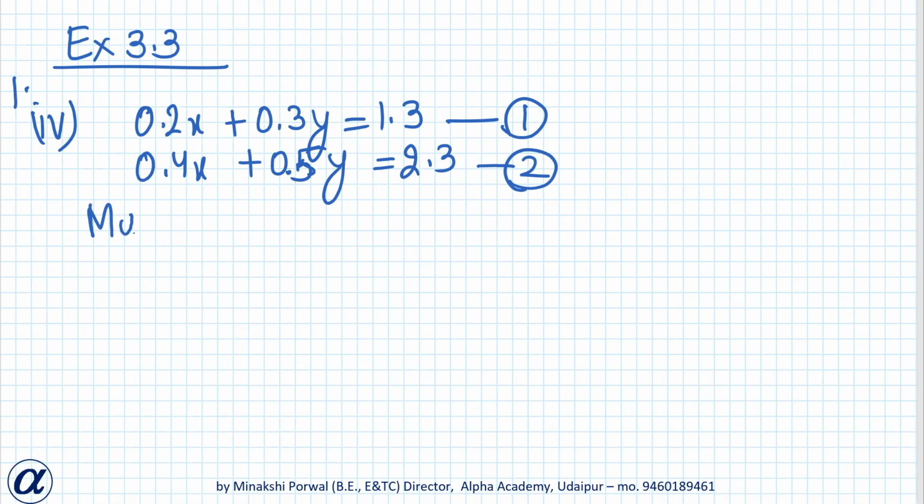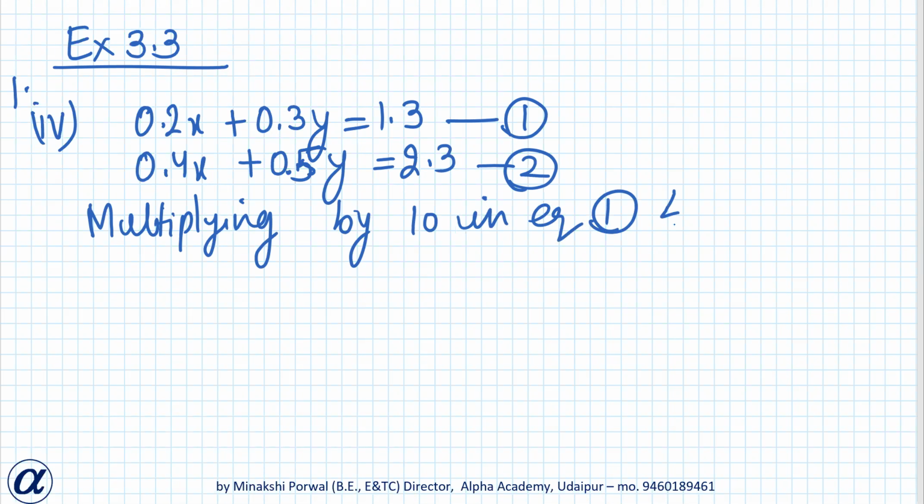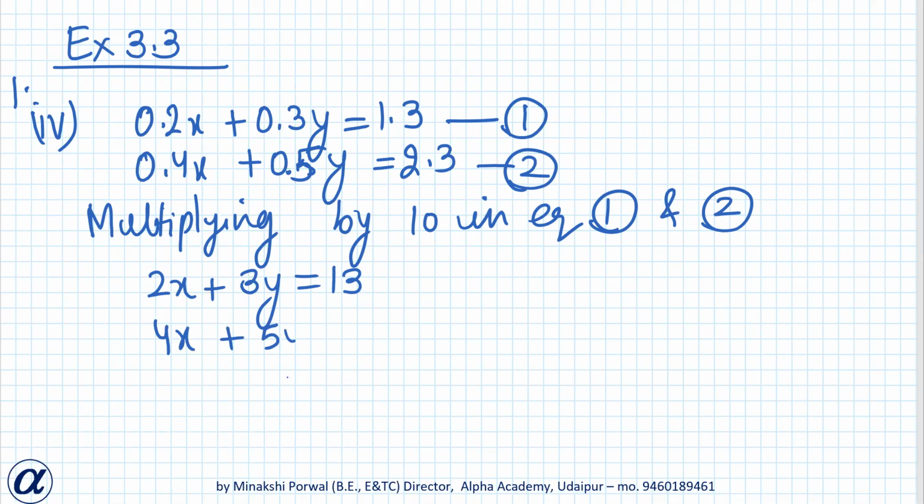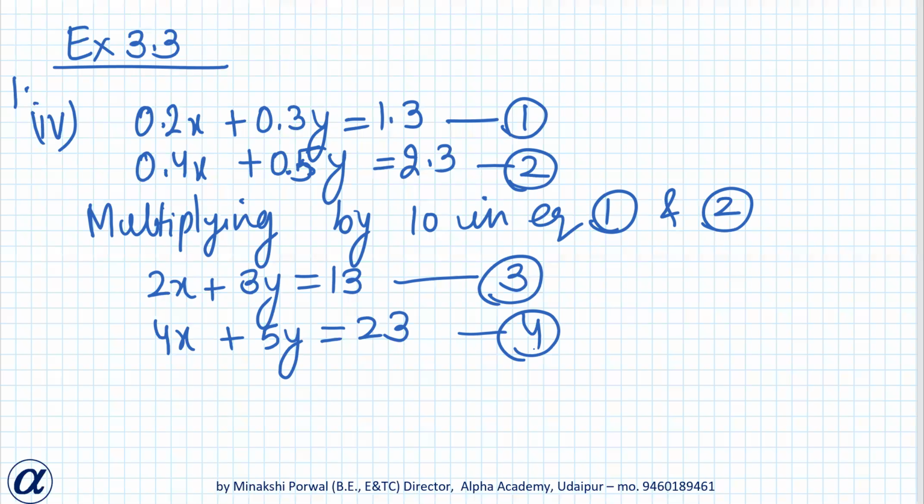Okay. So in equation 1 and equation 2, the equations become 2x plus 3y equals 13 and 4x plus 5y equals 23. Now here we are asked to do it by the substitution method. So we'll name them. Let this be 3. Okay. From 3 we'll find the value of x.